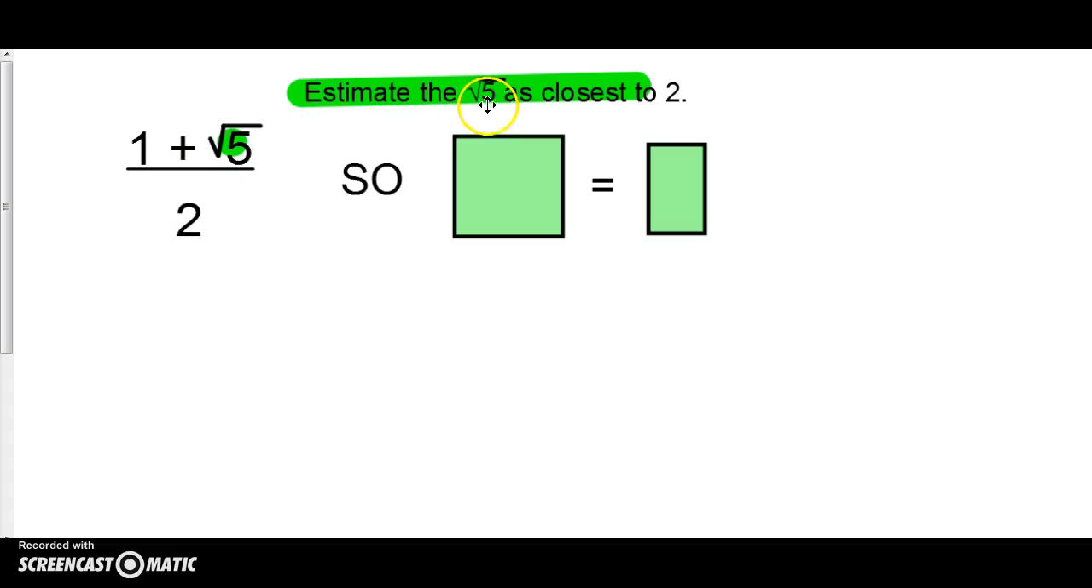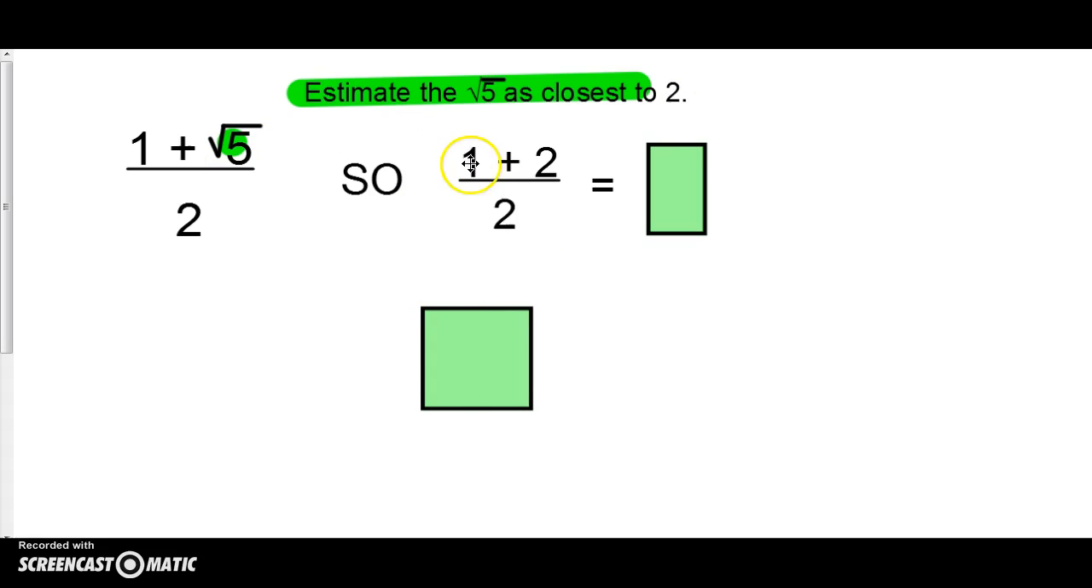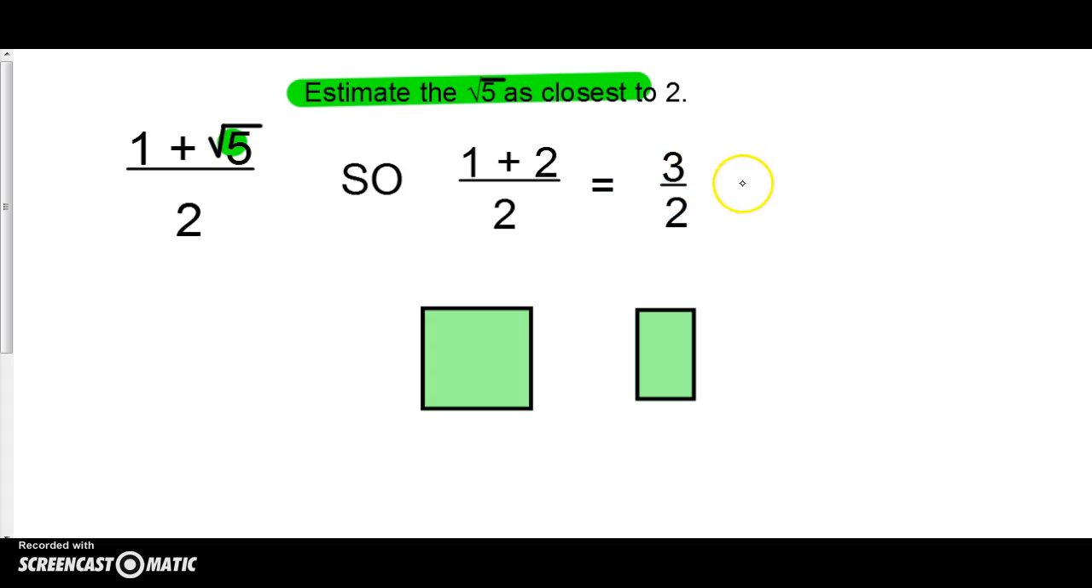So when you see this, don't let it stump you. You'd estimate the square root of 5 is closest to 2, right? 2 times 2 is 4, so that's pretty close. So you would estimate and think, oh, well, 1 plus 2 is 3 over 2. And if you want to reduce that one more step, it'd be 1.5. But I would accept it this way, or 1.5.